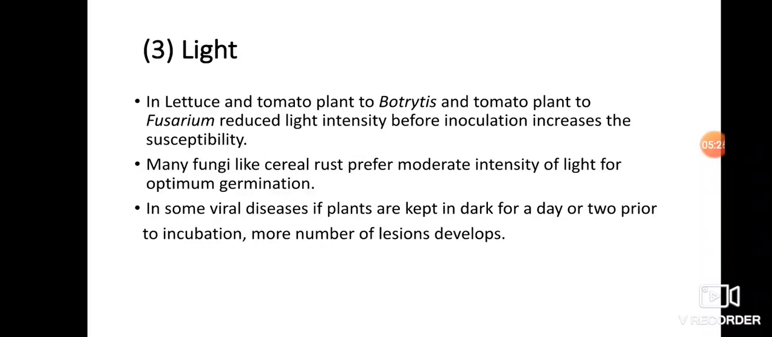Third environmental factor is light. Light can influence the susceptibility of the plants and severity of certain diseases. Intensity and duration of light can affect the survival of inoculum, germination, incubation, and degree of sporulation. Examples are lettuce to Botrytis and tomato plant to Fusarium, where reduced light intensity before inoculation usually increases the susceptibility of the plant.